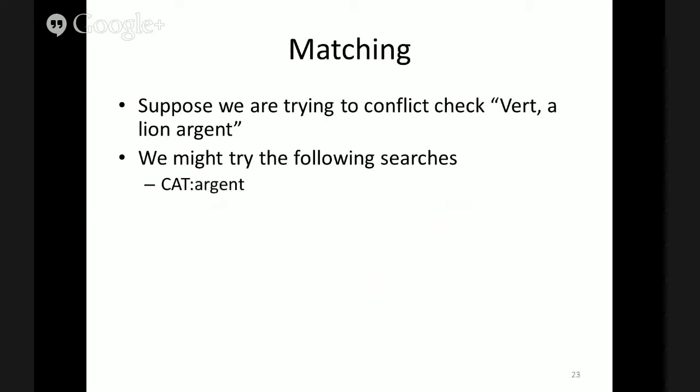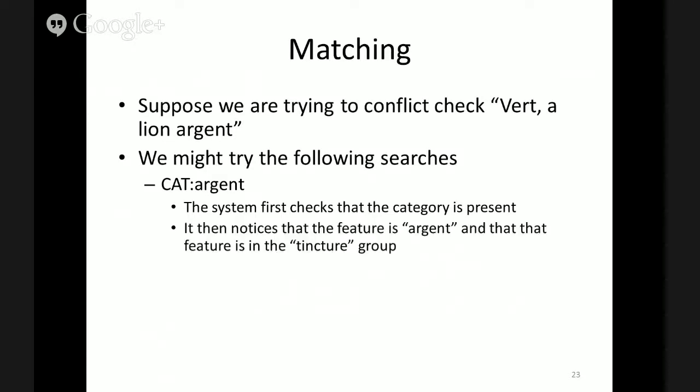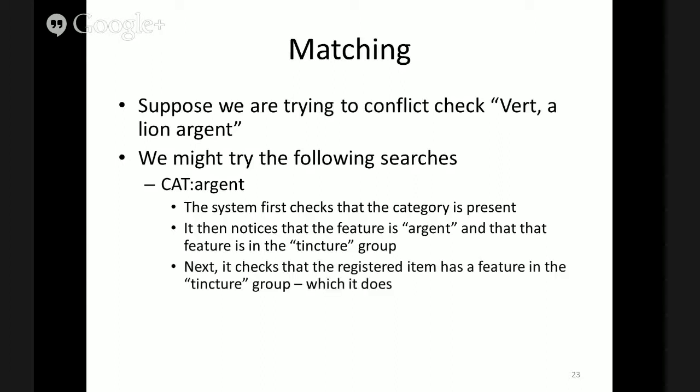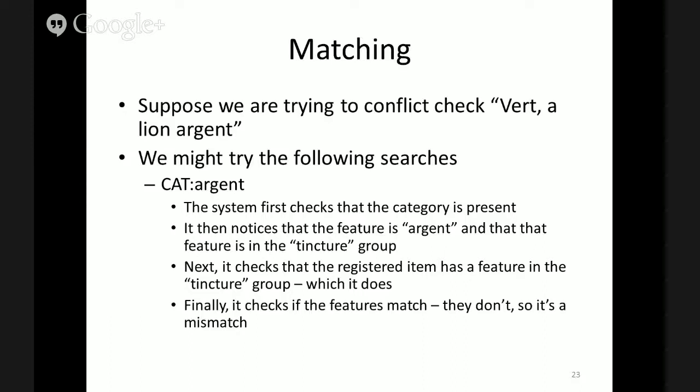Now suppose we search for cat argent, because we have a white argent in our example, right? It'll do much the same thing. It checks that the category is present. It is. It checks argent in the tincture group. Next, it checks that the registered item has a feature in the tincture group. It does. And finally, it checks if the features match. They don't. So this is a mismatch. The program will tell us this is a mismatch.